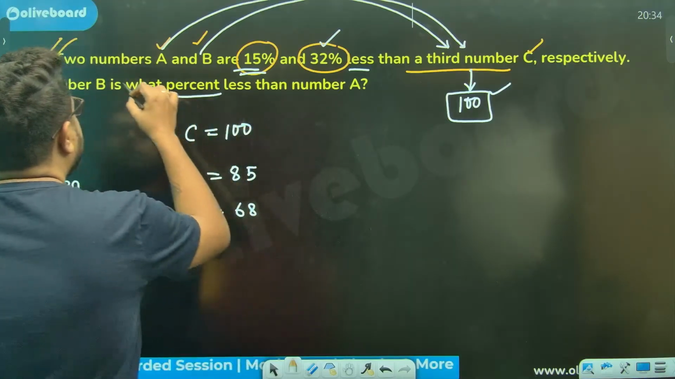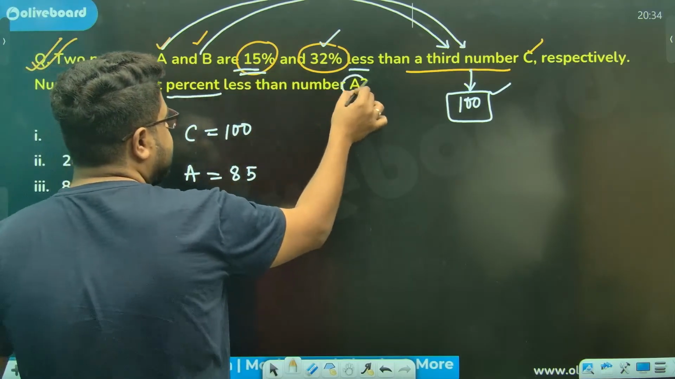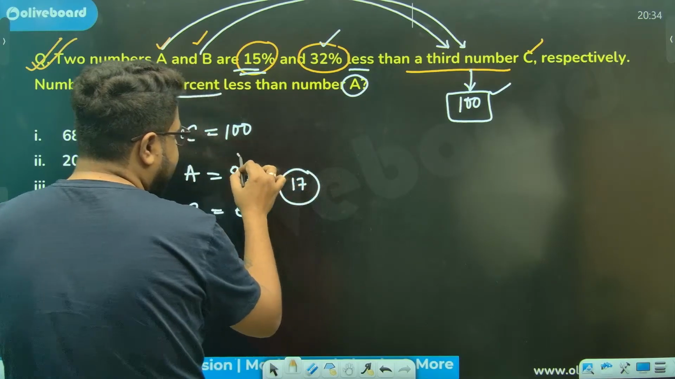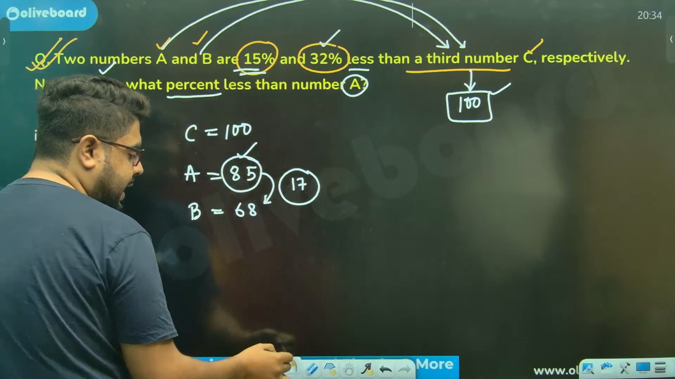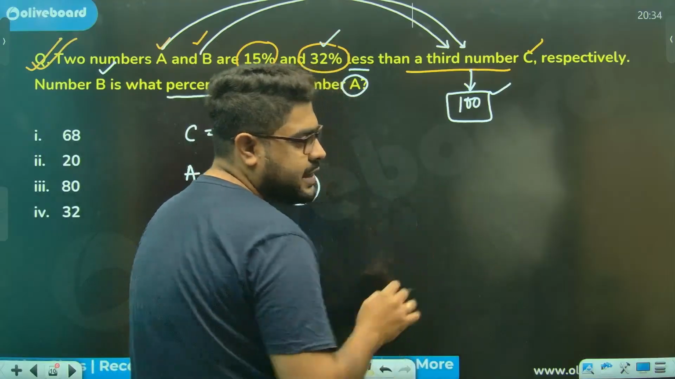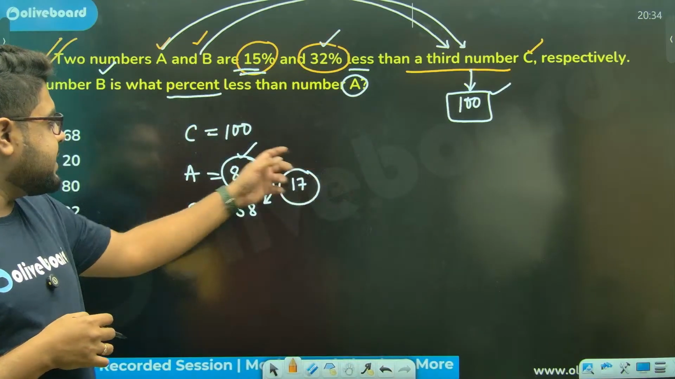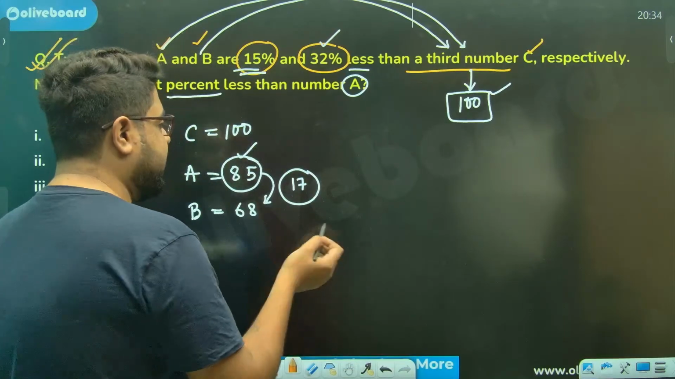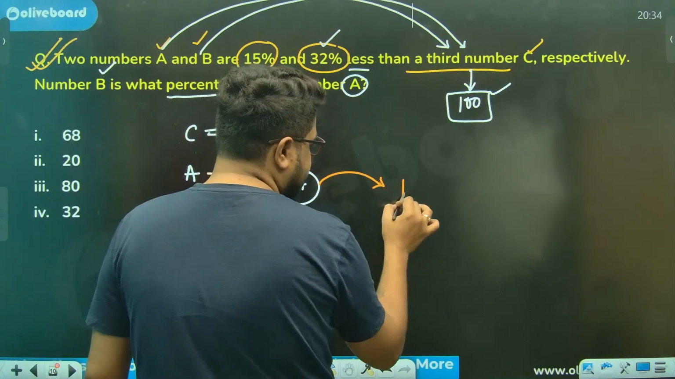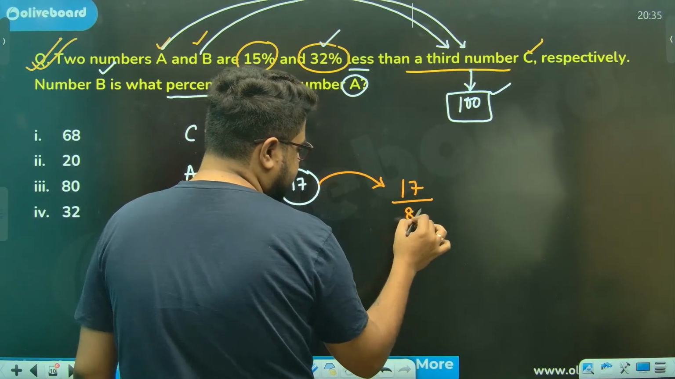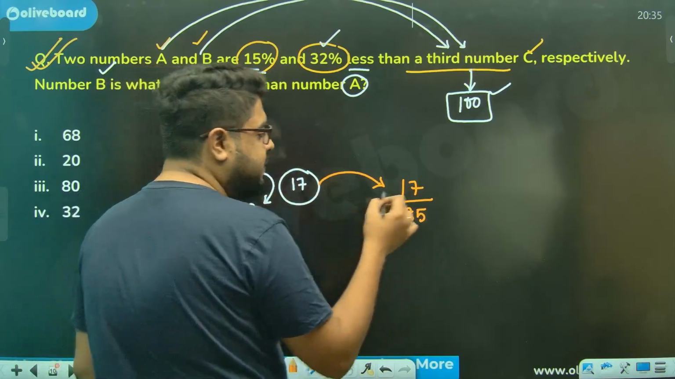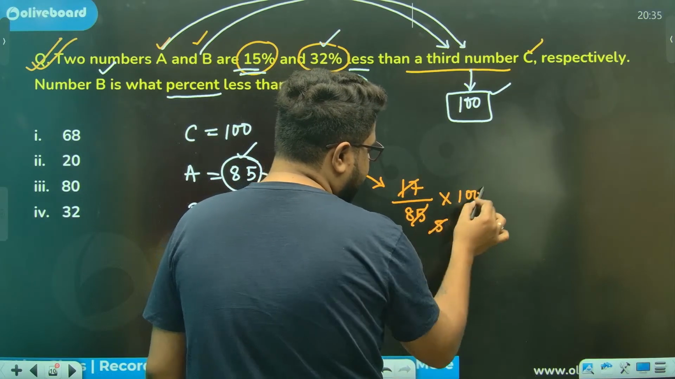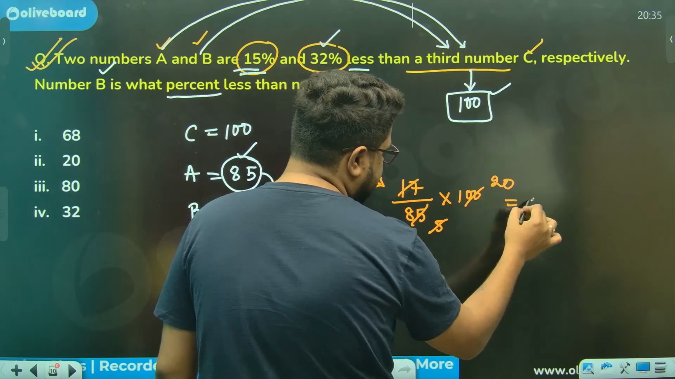They are asking B is what percentage less than A? How much less? 17 less than A. Whatever is after than, that is always your base, brothers and sisters, your base or denominator, whatever you call it. So 17 is what percentage less than 85? 85 is base, into 100. This is 5 times, meaning definitely 20%.